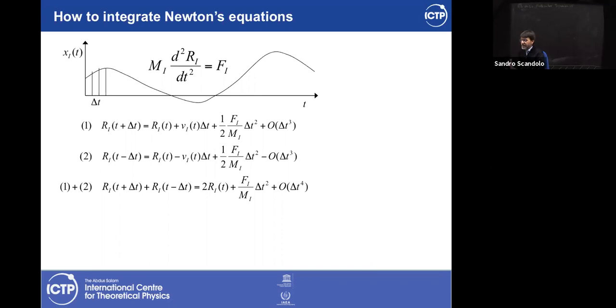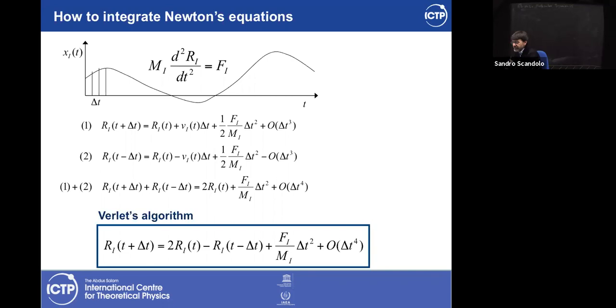First, the velocity disappears, right? You don't need any longer to know what the velocity is. You just need the positions. Of course, you need to know also the position at time t minus delta t. In other words, your estimate of the position at time t plus delta t depends on the position at time t, the position at time t minus delta t, and the force at time t.